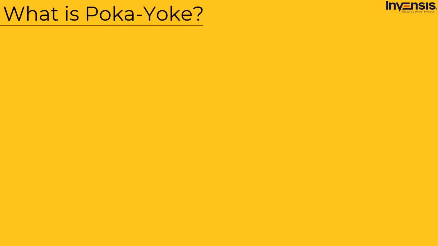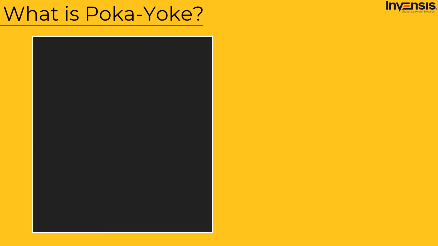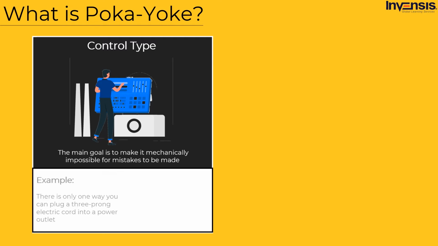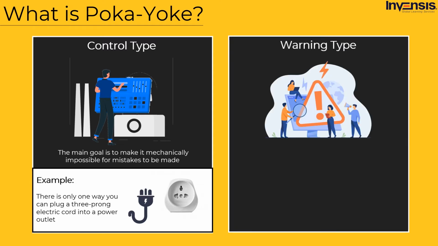Poka-Yoke is mainly used as 2 types. The first one is control. In this type of Poka-Yoke, the main goal is to make it mechanically impossible for mistakes to be made. That means they try to control the mistakes as far as possible. For example, there is only one way you can plug a 3-prong electric cord into a power outlet. So, there is no chance of creating mistakes. Thus, errors are controlled.